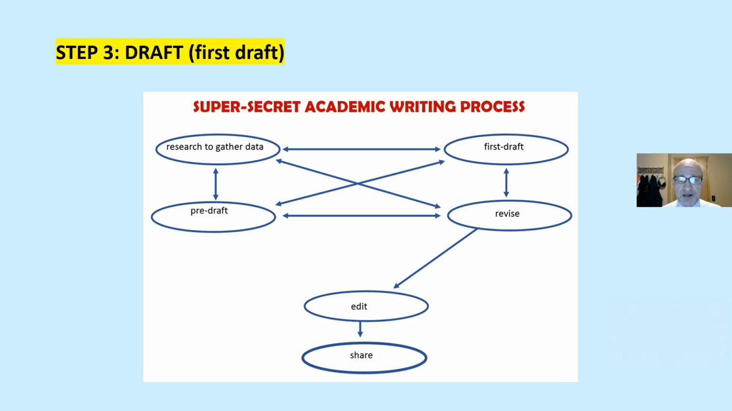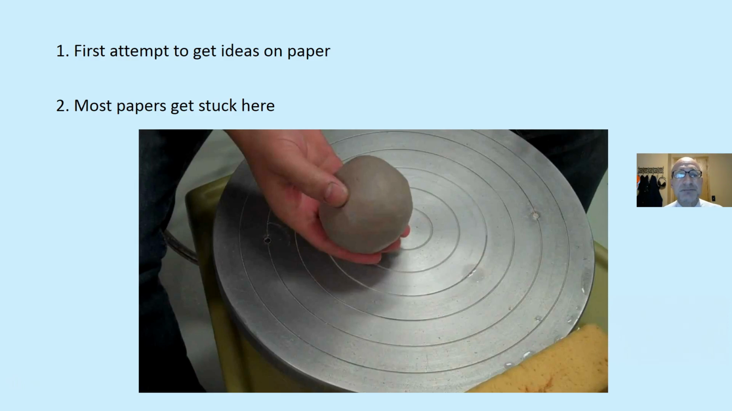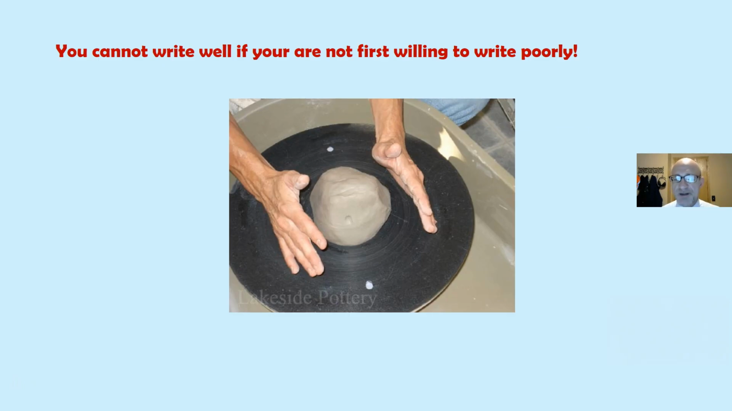Step 3, the draft, the first draft, or the sloppy copy. It's your first attempt to get ideas on the paper. It's like a potter throwing a blob of clay on the pot. Now, most papers get stuck here because writers think it has to be just right. Oh my gosh, this doesn't write. Do not think that way. You cannot write well if you're not first willing to write poorly.